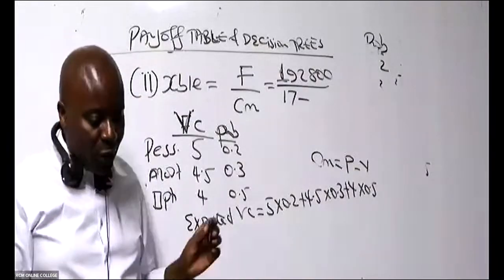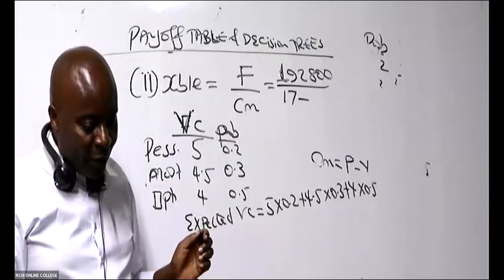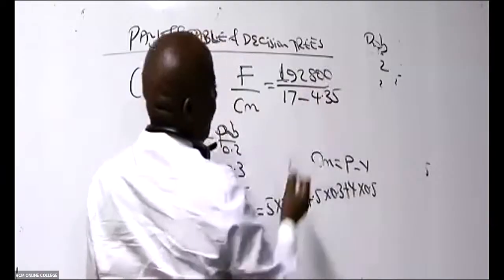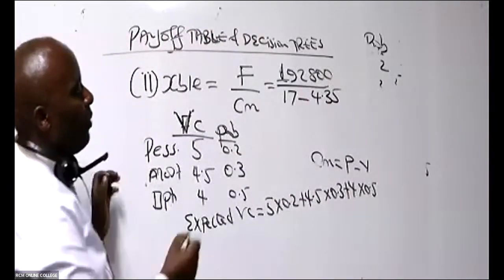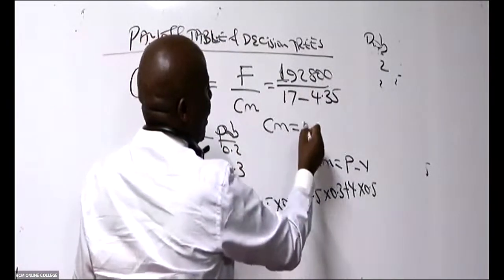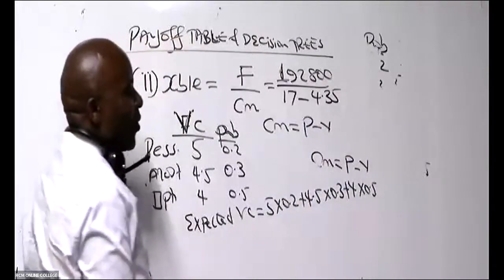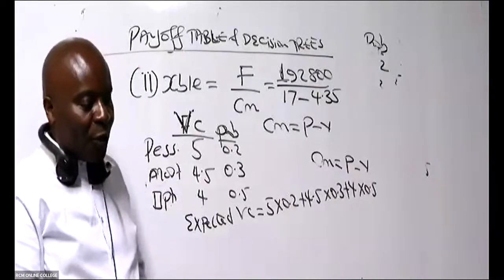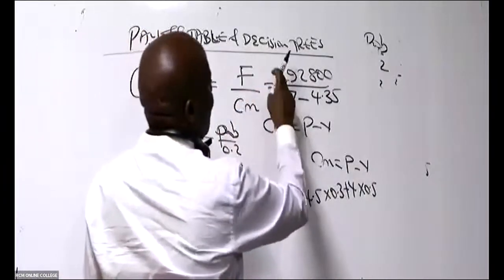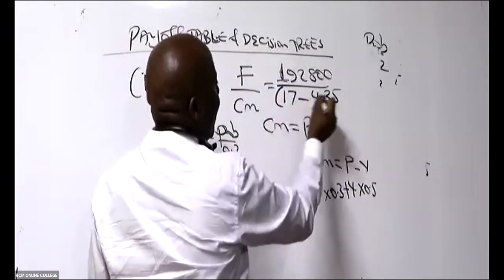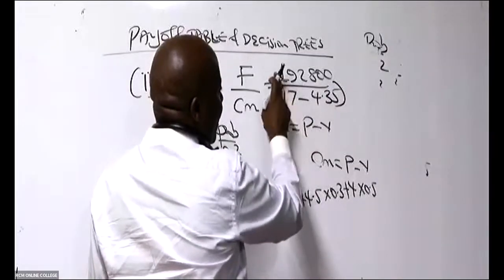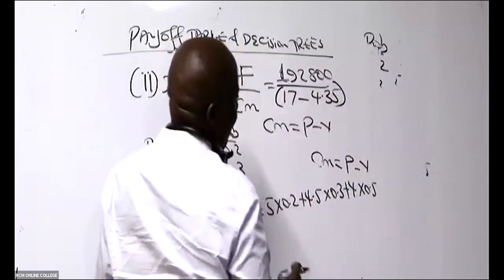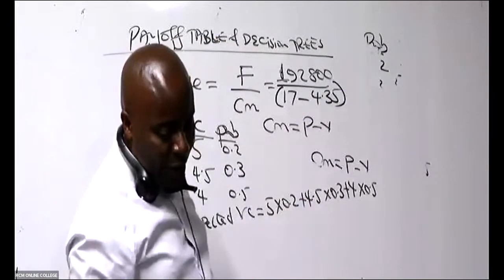Which will give us what figure here, somebody? 4.35. So 17 minus 4.35. Remember, to get contribution margin, it is price minus variable cost. So then you'll be able to take your calculator. You say this divided by this minus this divided by open brackets, 17 minus 4.35, you close. Then you say equals. So what figure are we getting here, ladies and gentlemen?